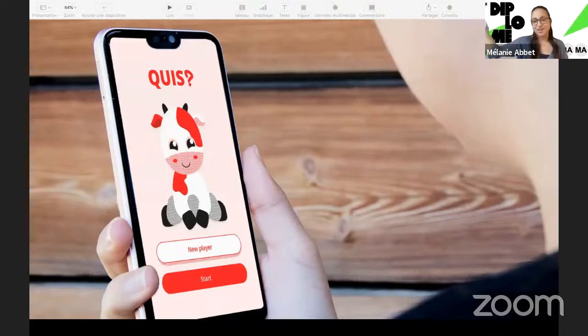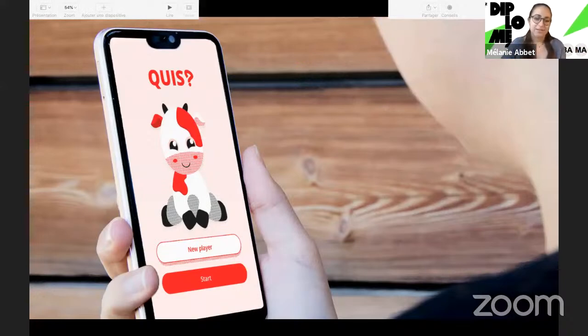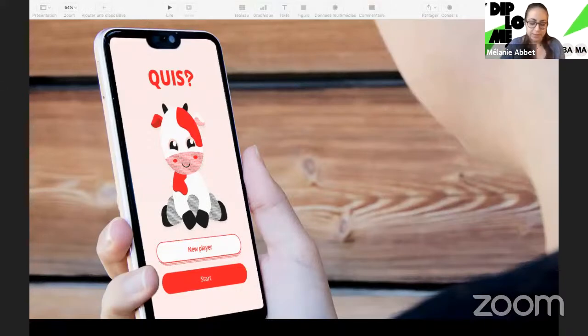Yes, so I am Melanie Abbé. For my bachelor thesis, I was interested in language learning, mostly because it was really difficult for me when I was at school to learn languages, and I had a really hard time there. So I had the feeling that as a designer, I could bring something that would help people like me in this situation, and also motivate people to learn national languages, which are sometimes considered unnecessary by certain students compared to English. So I created Quiz, as you can see on the image.